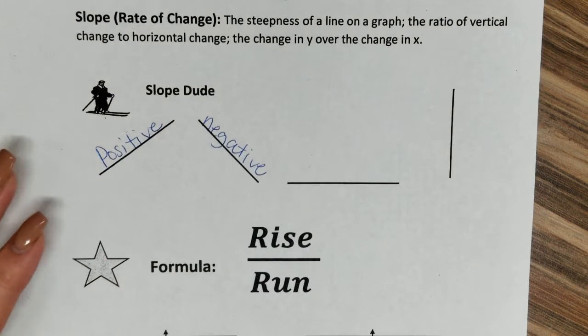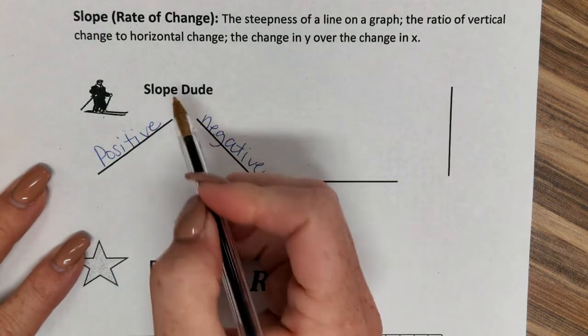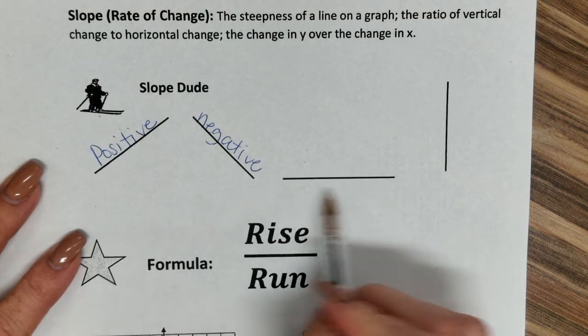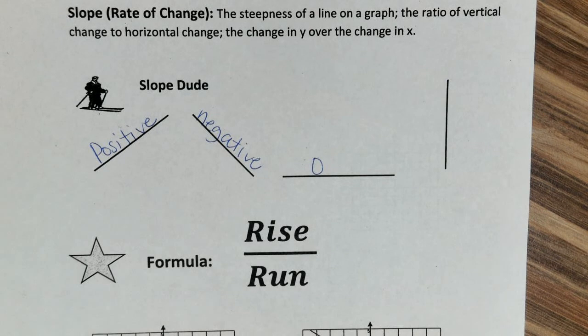And guys, you're always reading from left to right. So this is going up from left to right. This is going down from left to right. What did he say about this one? Zero fun. This is zero fun. It's a zero slope. And if you guys ever go cross-country skiing, it is not fun at all.